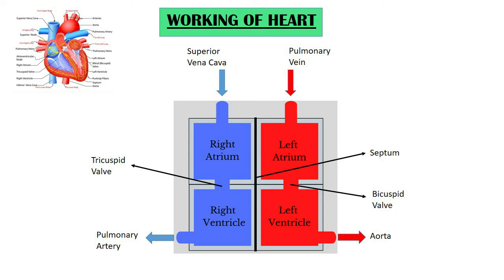Now later, when atriums again relax and ventricles contract. When ventricles contract, these valves prevent the backward flow of the blood in the upper chambers. So what happens when the ventricles contract? When the right ventricle contracts, the pulmonary artery carries the deoxygenated blood to the lungs, and from the left ventricle the blood goes out through the aorta and it is supplied to the entire body. This is summarized in our next slide. Please go through it.